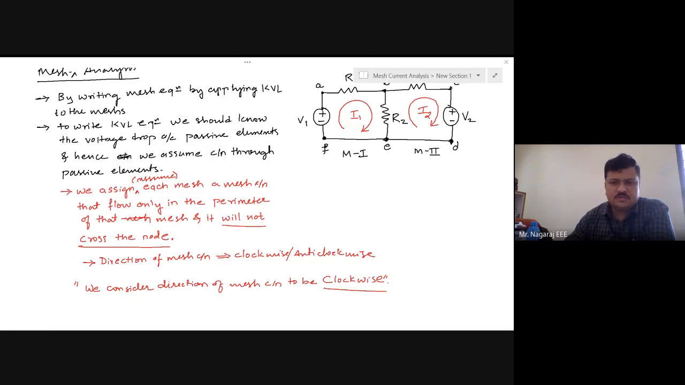So in the next class, we will look into the steps to be followed in the application of mesh current analysis, and then we will apply them directly to the circuit examples.